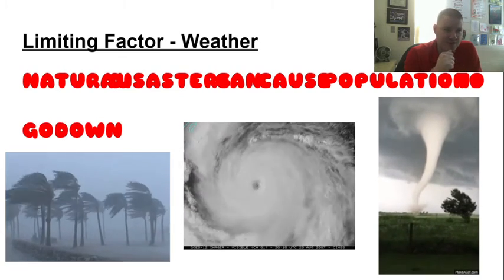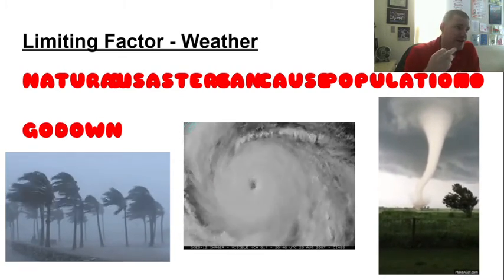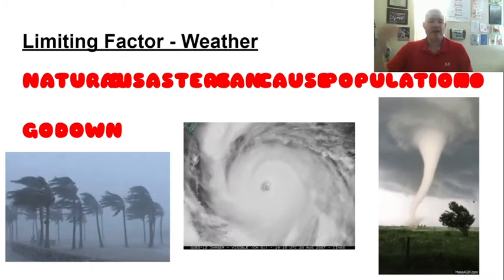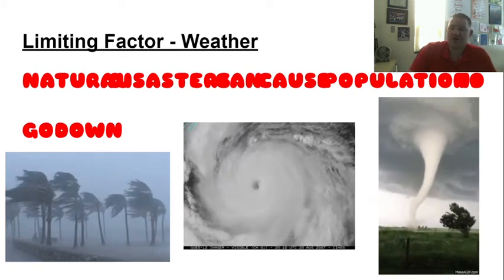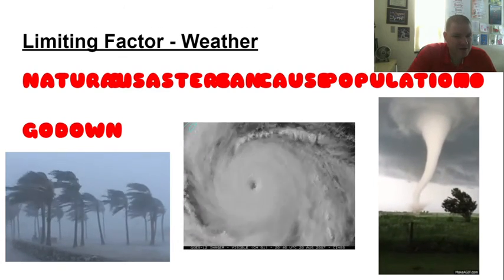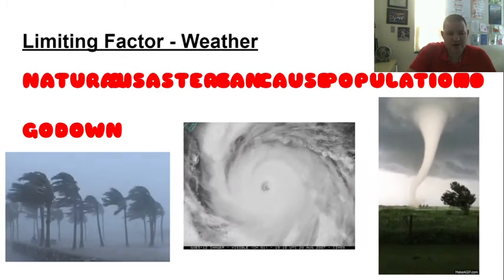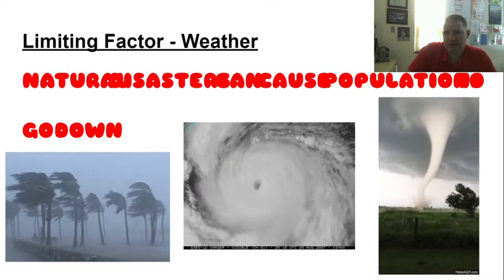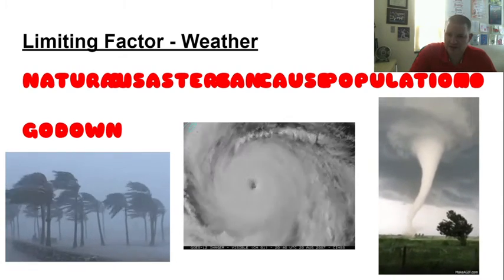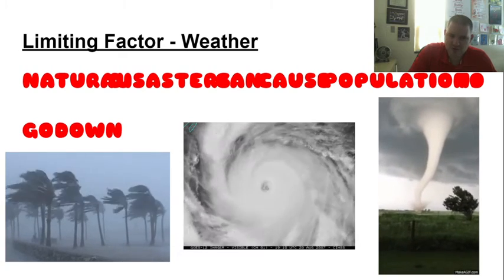And different things like weather or even diseases can be a limiting factor because it will cause the population to decrease. Now, these are more random events with the weather and diseases. They're not as predictable because all of a sudden, boom, a tornado can hit and wipe out the forest there. That's going to be bad for all the animals equally across the board.